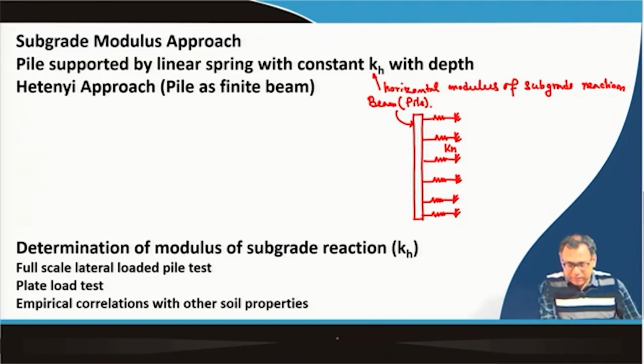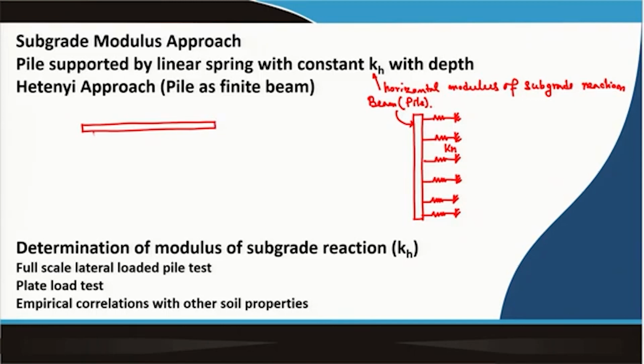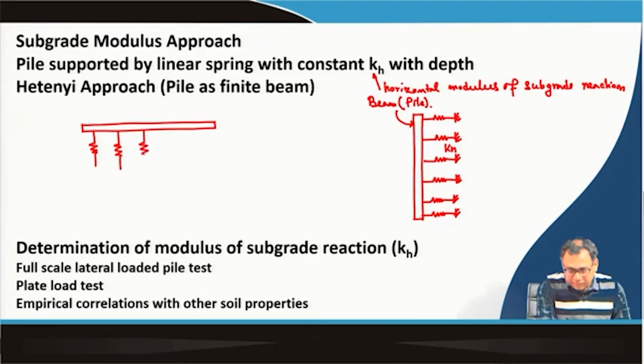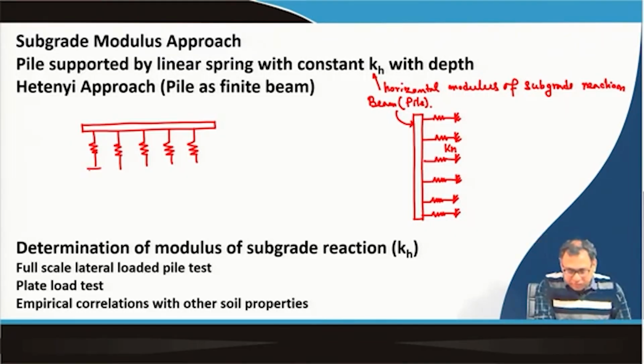So, here the first concept is the pile as a finite beam. When I discussed the finite beam solution procedure, I said suppose this is your beam of finite length, as in the case of shallow foundation, where the beam is resting on vertical springs. If I rotate this total system of beam with springs, then it represents the beam or pile connected with horizontal springs.